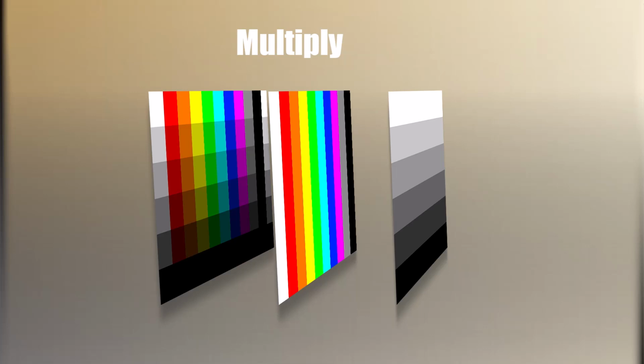The next Darken blend mode is Multiply. Rather than just comparing color values between the blend layer and the base layer, Multiply treats each color channel in the blend layer as a value between 0 and 1. That value is multiplied against the corresponding color value in the base layer.